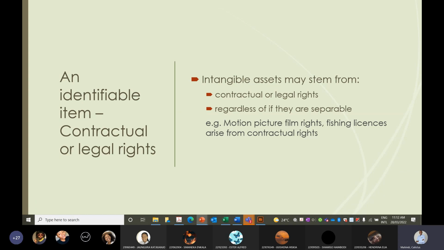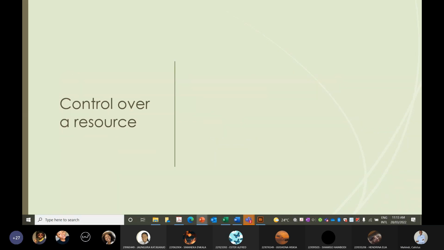Okay, so this is an example of a contractual right that gives you the ability to broadcast certain events, such as the Premier League games, etc. Okay, any questions? No questions.